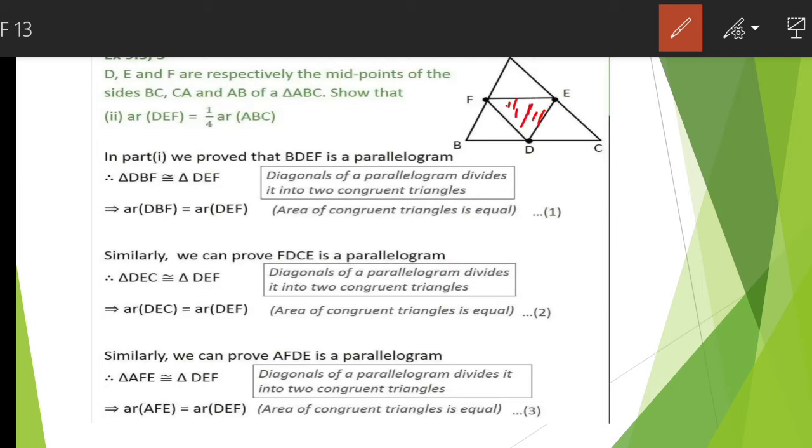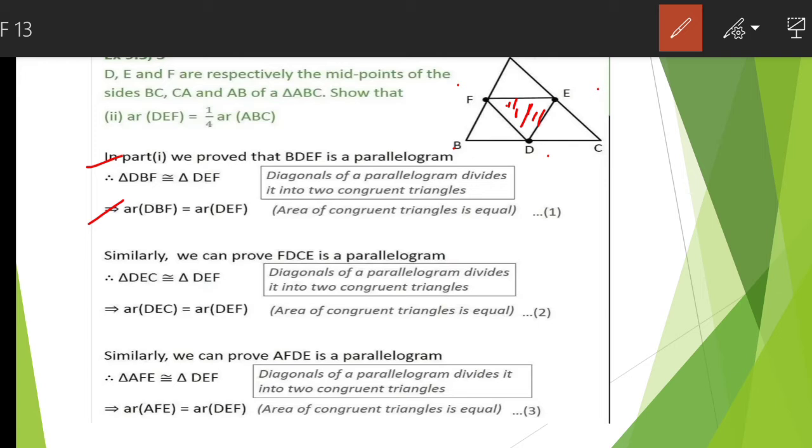Now from part 1 we have got that BDEF is a parallelogram. So if DF is the diagonal of the parallelogram BDEF, then the diagonal divides the parallelogram into triangles of equal areas. So we can write DBF is congruent to DEF, and congruent triangles have equal areas. So the area of DBF is equal to the area of DEF.